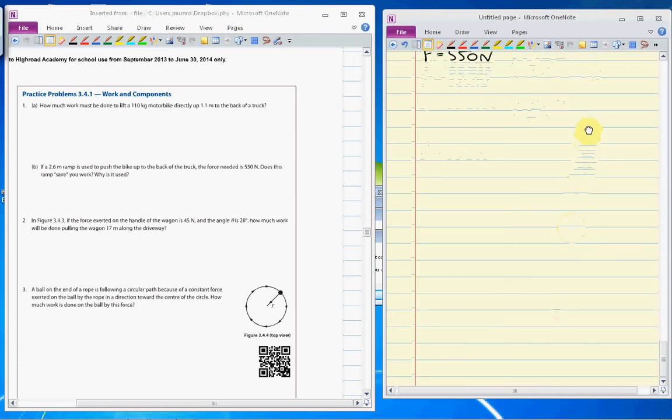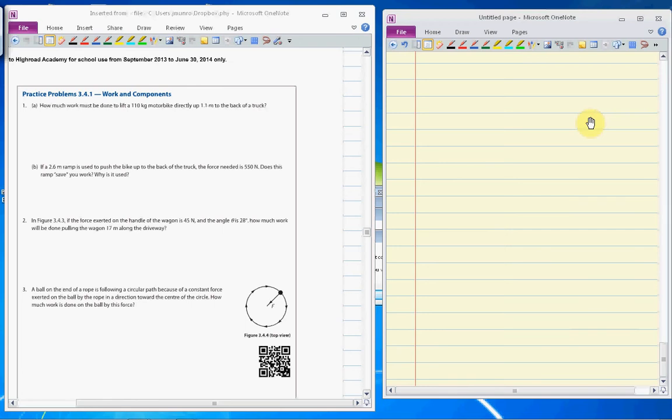In question number 2, we have a cart that is going to be pulled using an angled rope that is 28 degrees from horizontal, and it wants to know what is the amount of work done in pulling it 17 meters along the driveway.